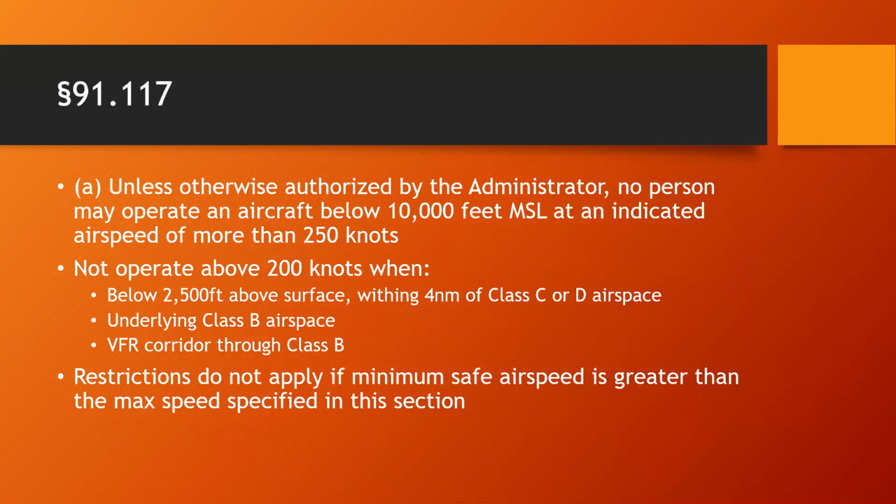You cannot go faster than 200 knots when you're underneath Class B airspace, or when you're within a VFR corridor through Class B airspace. And VFR corridors exist. They basically go through Class B airspace, so busy airports, and they allow smaller aircraft to pass through uninterrupted, so you don't have to mess with all the Class B stuff in the big jets. So they're kind of like a safe passage through bigger airspace.